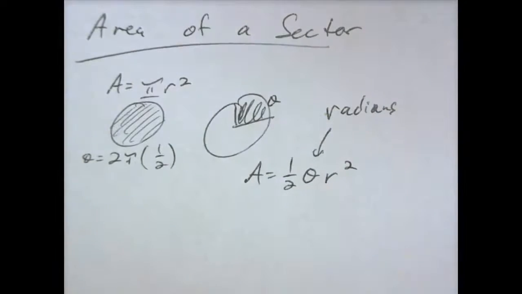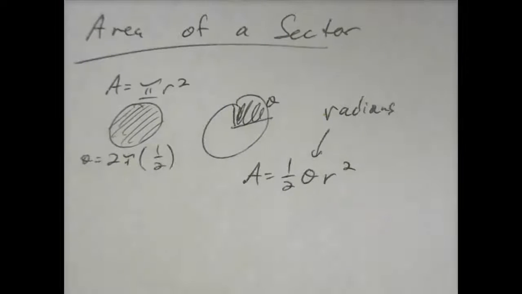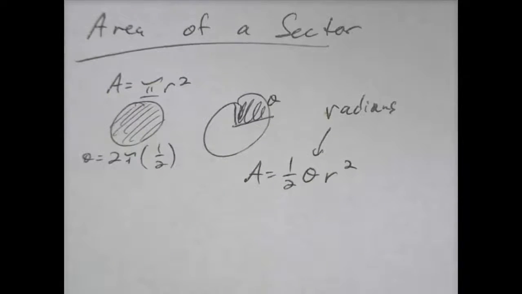Anytime you are using theta in a formula, it needs to be in radians so that we do not have to do any more converting with it. It just makes the math easier. So let's take a look at an example.